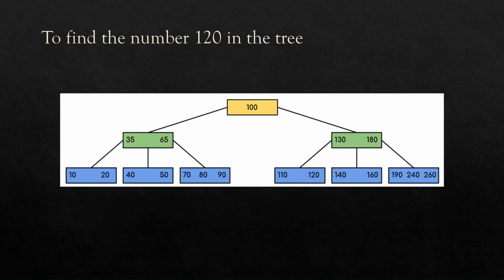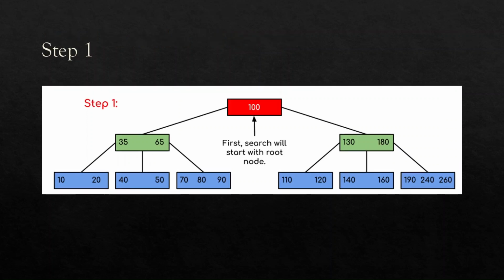For example, if you are finding the number 120, 120 is greater than 100, so it will go right side. Then it will go to the second node, 130 to 180. We find that 120 is less than 130, so it will recurse down the left side, and we will be finding 120 in that part. So this is a step-by-step representation of searching for a node in a B tree.